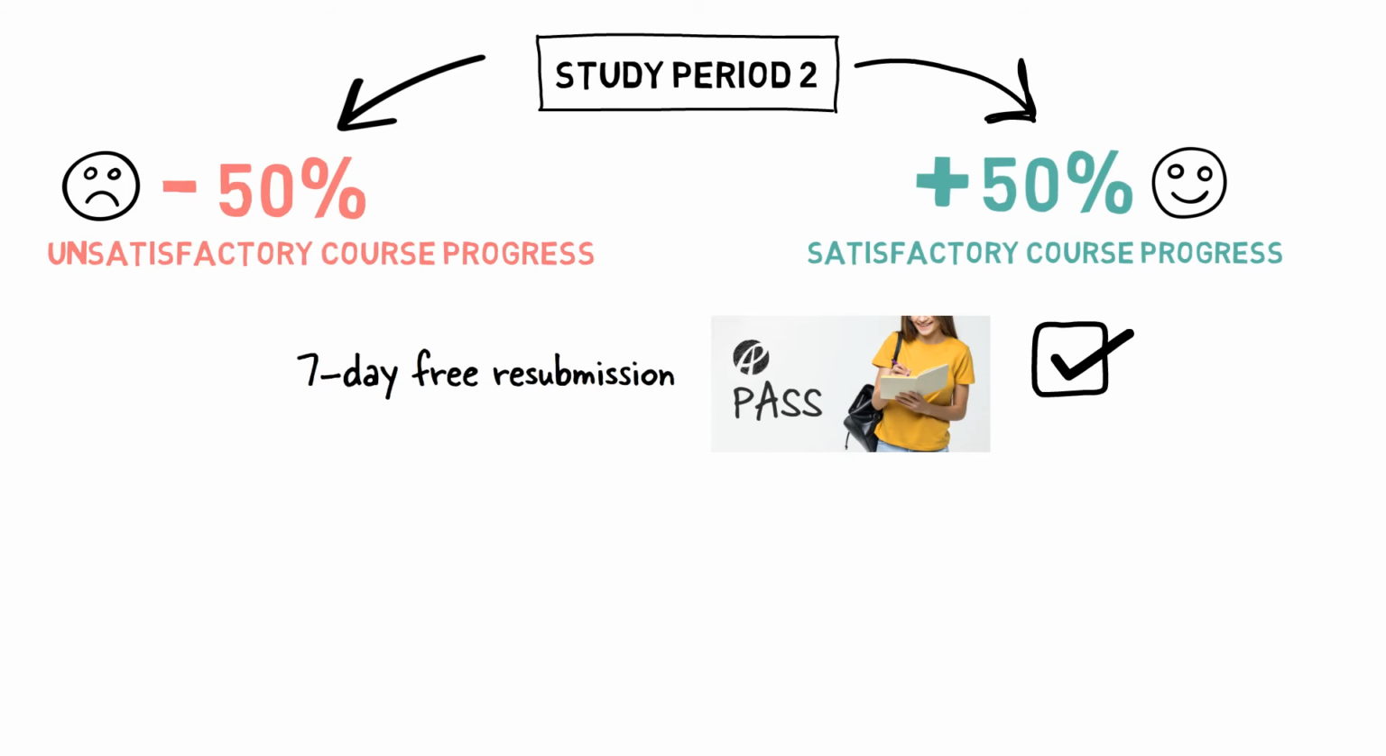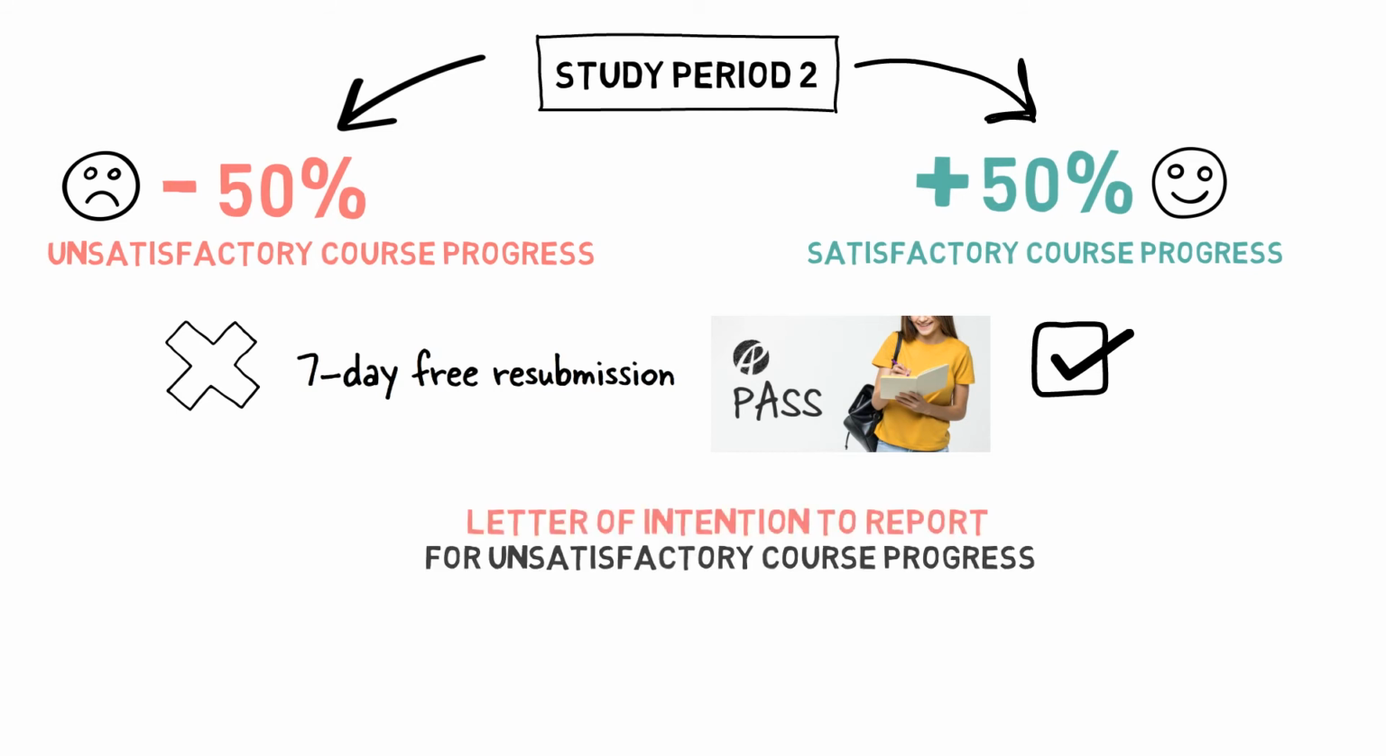If at the end of your second term, you still have unsatisfactory course progress, you're putting yourself at risk of being reported to the Department of Education, as this will be your second consecutive term with unsatisfactory course progress. APC will let you know by letter that we intend to report you to the Department of Education for unsatisfactory course progress.